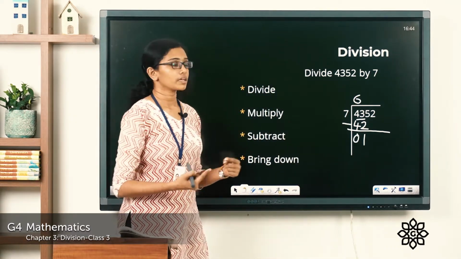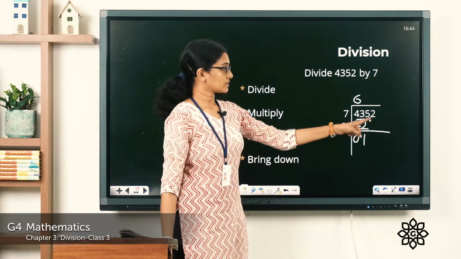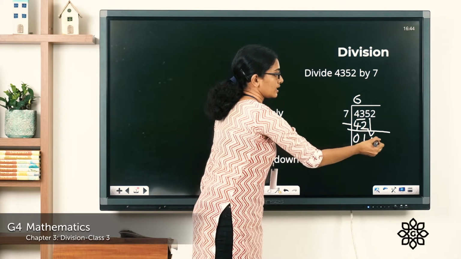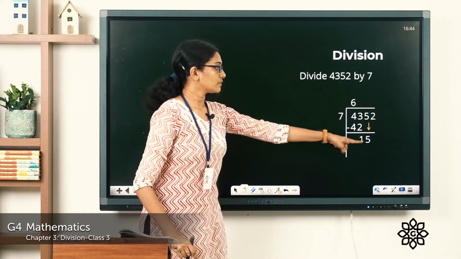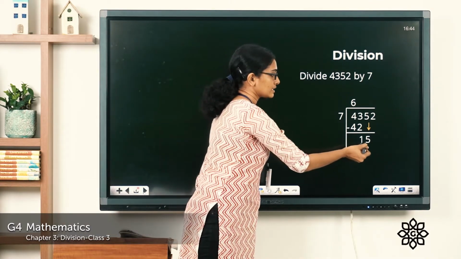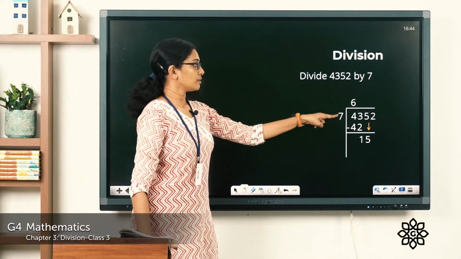Now the next step is to bring down the next digit. Which is the next digit here? It is 5. So let's bring down the next digit here. So here it becomes 15. So right now our dividend is this 15. Now our next step is to divide this 15 by this 7. So let's divide 15 by 7.